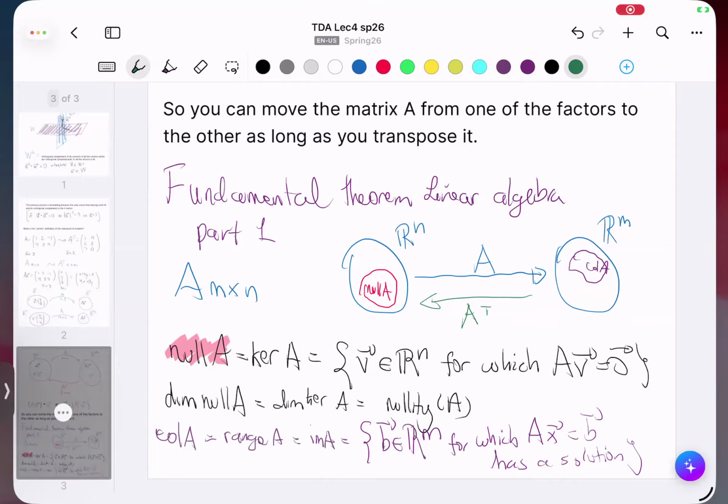This is where the null space of the transpose lives, and here's where the column space of the transpose lives. But what is the column space of the transpose? It is the row space of A. That's why they call it that: the column space of A transpose is the row space of A, basically. So here you would have the null space of A transpose, and here you would have the column space of the transpose, but the column space of the transpose is the row space of A.